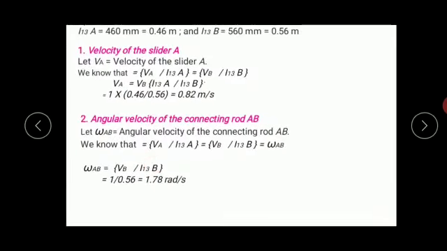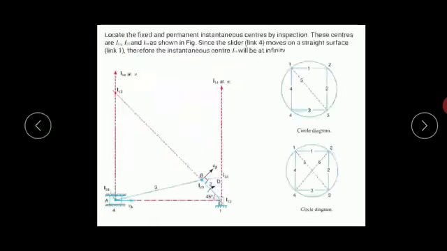We are required to find out the velocity of the slider A and the angular velocity of the connecting rod AB. Before that, let us measure the distance from I13 up to B, whatever it is upon drawing, and next I13 to A. Upon measuring, in this particular problem we have taken the scale as 2 centimeter equal to 50 mm. So we are required to multiply with respect to that scale and find the actual dimensions in mm only. Don't write it in centimeters.